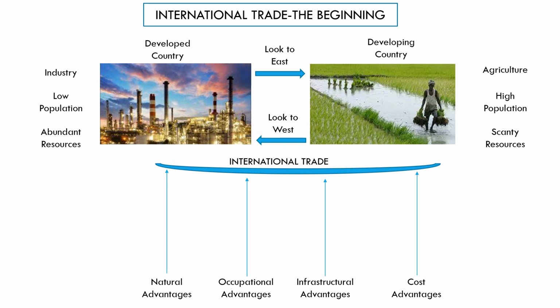Many times you know that developed countries are known for mass production. Mass production means ultimately their economies of scale are quite higher, and ultimately their price is very less.